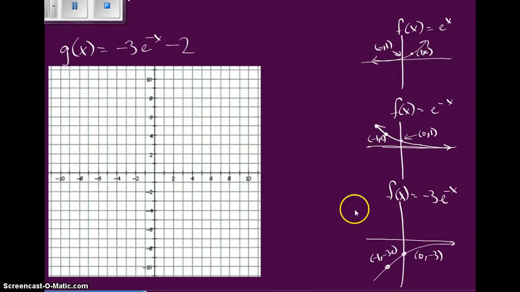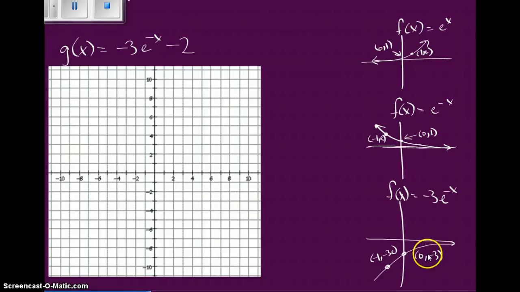Notice that all these graphs have horizontal asymptotes at y equals 0. So I haven't shifted it anywhere, I've just flipped it around, and the asymptote hasn't really changed. But this last step, bringing in this minus 2, is going to take this entire graph and shift it down 2. So that horizontal asymptote is going to change. It's not going to be y equals 0 anymore, it's going to be y equals negative 2 instead.